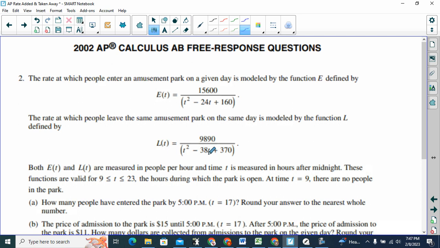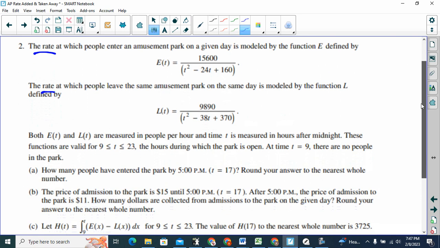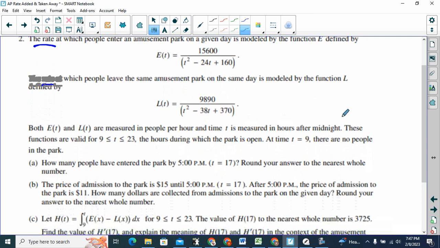But similar setup here. Notice, again, we're given rates of change. This is the rate at which people are entering an amusement park, rate added. And we are also given the rate of change that people are leaving the same amusement park. Very typical problem. 2 equations, one for rate added, one for rate removed. We're also given an initial condition. At time 9, we know that there's nobody in the park. Just like they told us on the last problem, at time 0, we knew how much snow there was in the park.